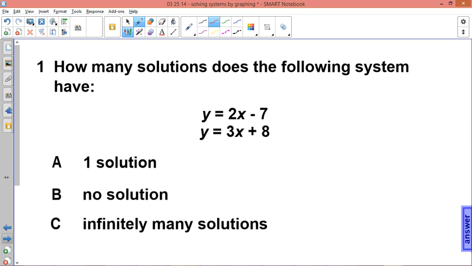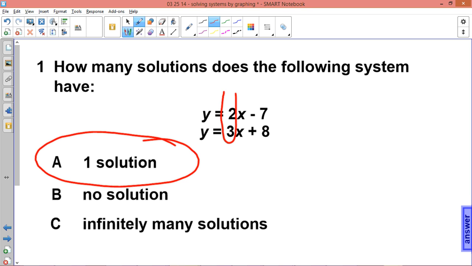This first one, how many solutions does the following system have? Well, we look at our slopes. Our slopes are different. We need to look at nothing else. If we have different slopes, we know that they will eventually intersect somewhere, and so we have one solution.